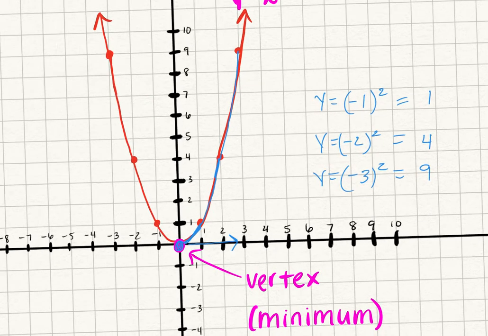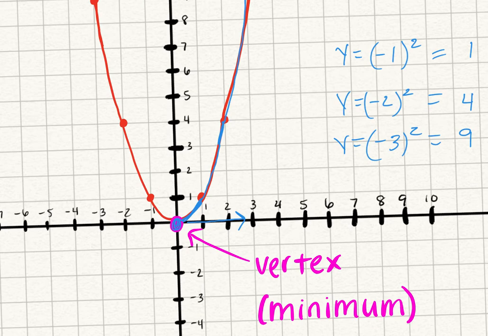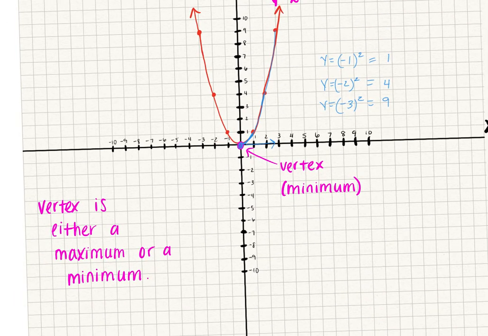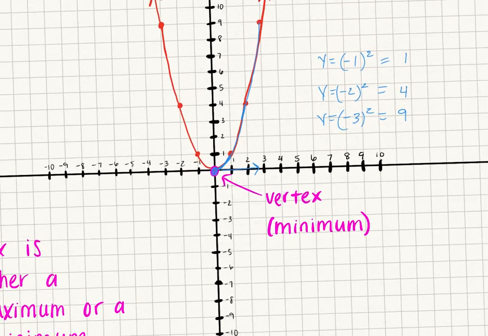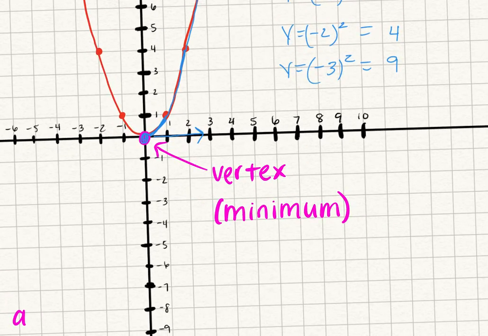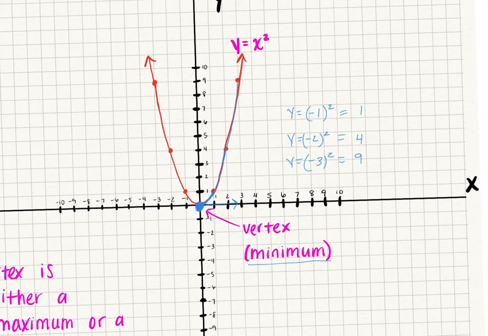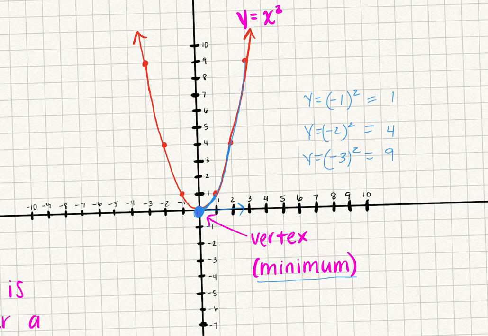So our graph, notice, it never goes negative. There's never y values that are negative, right? So whenever that's the case, we call this point down here our vertex and we label it a minimum, okay? It's a minimum because it's the smallest y value. The smallest value on the graph is 0. Everything else in the y direction is going to be bigger.